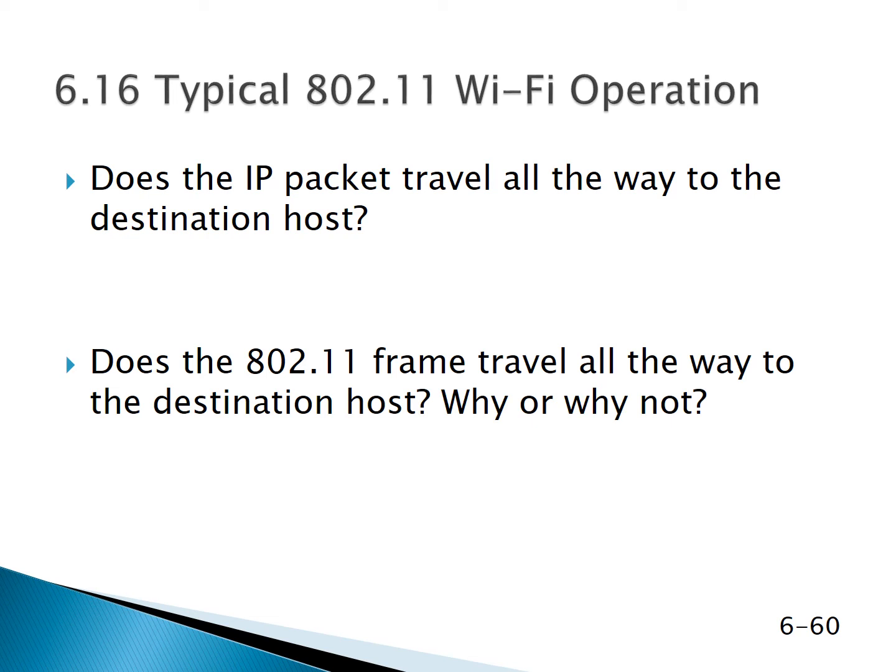Okay, so second question, does the 802.11 frame travel all the way to the destination host? Why or why not? Now, of course, we know from the diagram in the previous slides that it does not travel all the way. It only travels up to the access point because it's not suitable for the Ethernet. So it's thrown away, and then we put the packet into an 802.3 frame in the Ethernet.